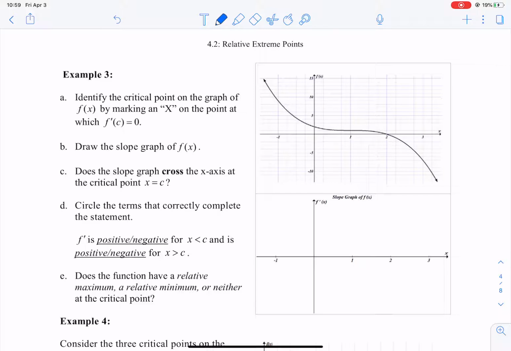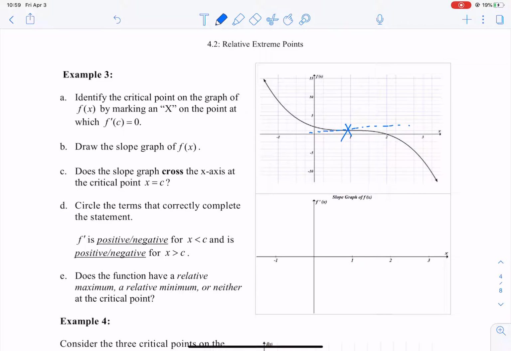So for this one, the derivative exists all the time, so we are only looking for the value C where f prime of C is 0. For this one, we have only one point, let's say point C. You can see at this point, if you draw a tangent line, it's horizontal. So the derivative is 0. That means f prime of C is 0.